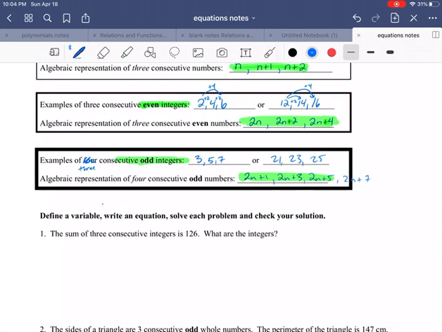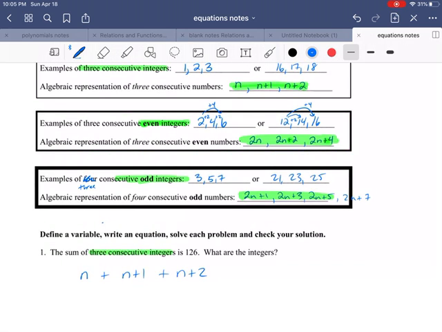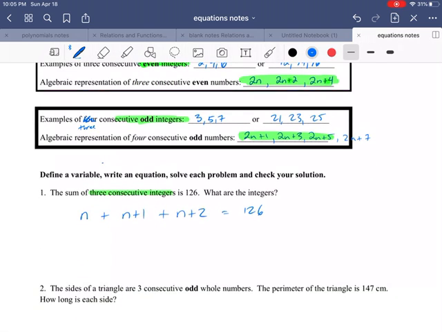So let's do a question here. The sum of 3 consecutive integers is 126. So we need to look, are they even, are they odd, or are they just consecutive? They're just consecutive. So we're going to do n plus n plus 1 plus n plus 2. Those are the consecutive integer algebraic expressions. And the total is equal to 126. So collect your like terms here. n plus n plus n is 3n, 1 plus 2 is 3, and that equals 126.